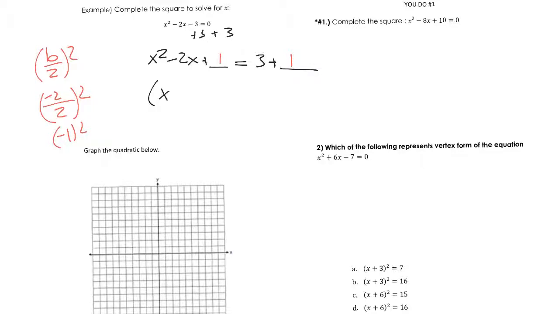Now I just got to factor. That's x minus 1 times x minus 1. So it's x minus 1 squared equals 4. I pause the video, try the one on the right, number 1 and number 2.